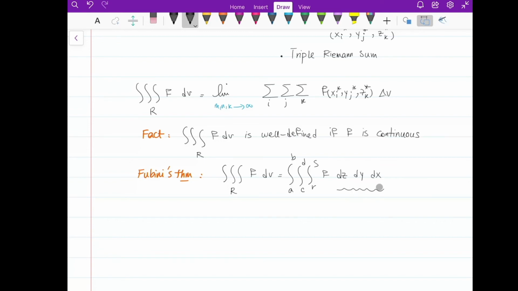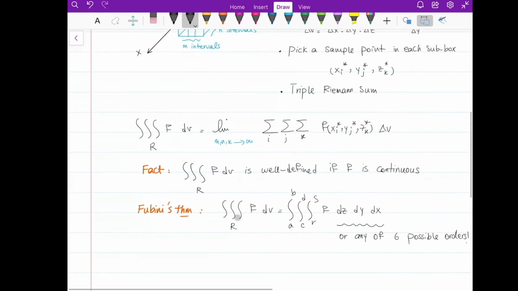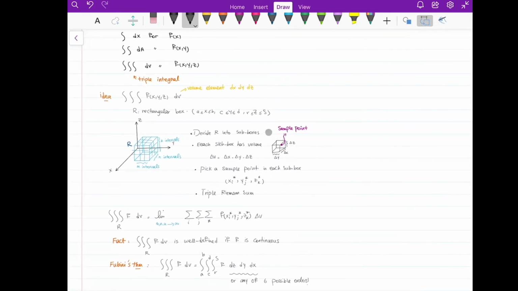Okay, so we can do it in any of the 6 possible orders. In any of the 6 possible orders, we can take this triple integral over the rectangular box. Okay, this is true. This is just the idea for a rectangular box, but we're going to do it for the general region as well. So in the next video, I'm going to talk about how to compute triple integrals.